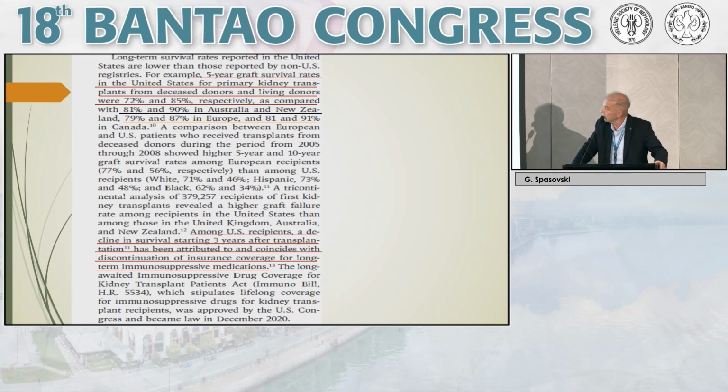What is also true is that in the United States, whether it is from cadaveric or living related donor transplantation, we have survival, as you can see here, like 72 and 85 respectively, which is much better in Australia and New Zealand, 81 with 90. This is 5 years survival. And in Europe, it's again better, 79 with 87, and 81, 91 in Canada.